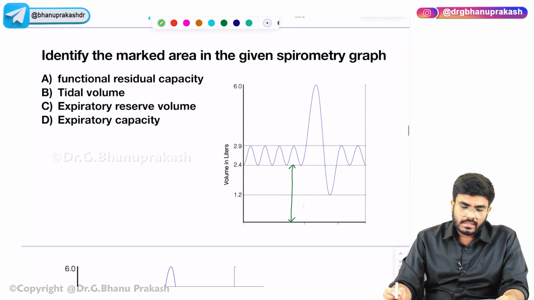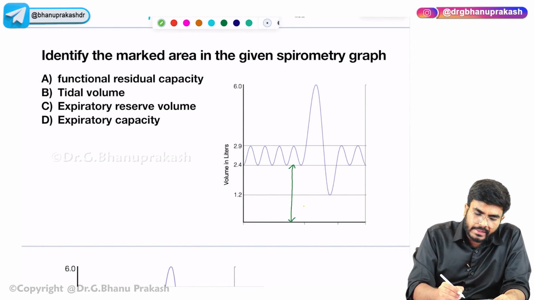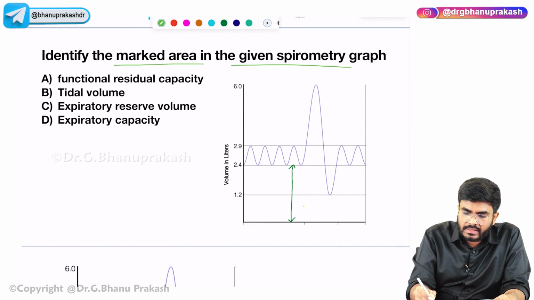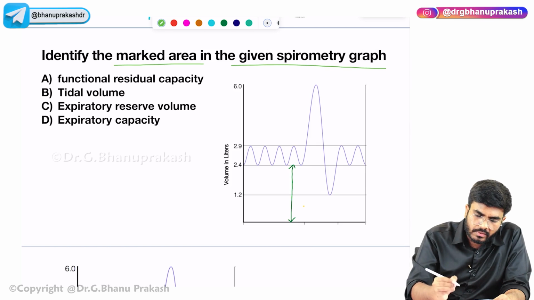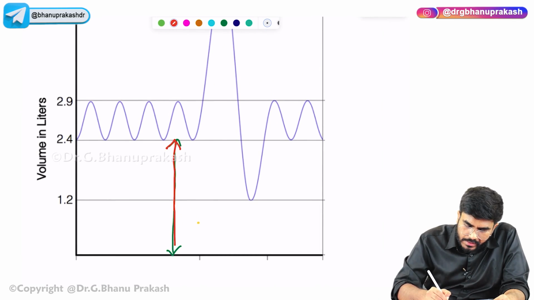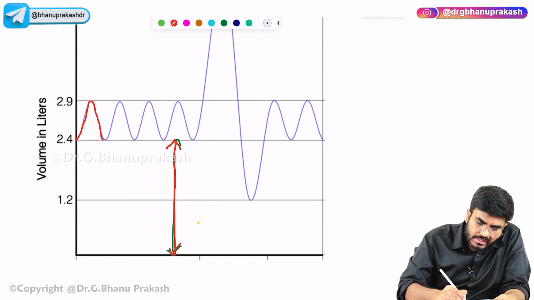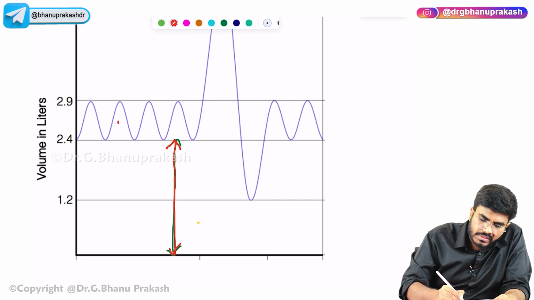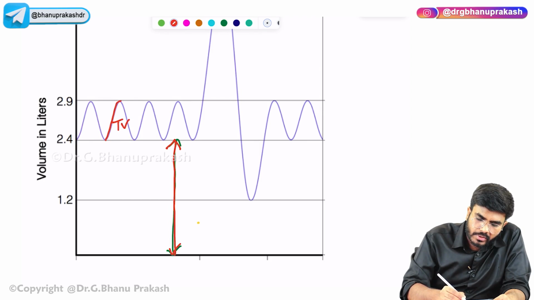Next, identify the marked area in the given spirometry graph. You already know this. So look here, guys. This is the marked area. First of all, tell me what is this area which I am showing you. This area is your tidal volume. Means 500 is going in, 500 is coming out.